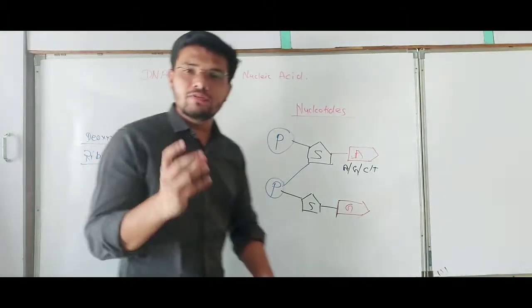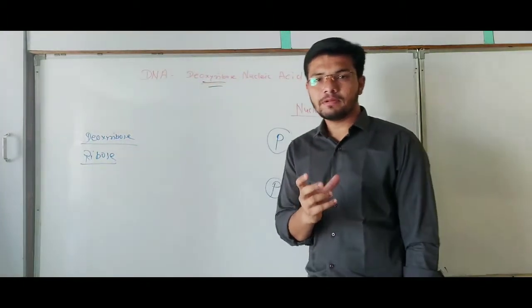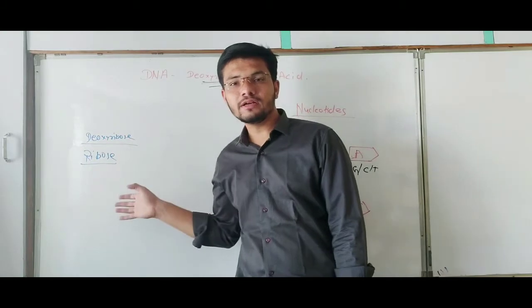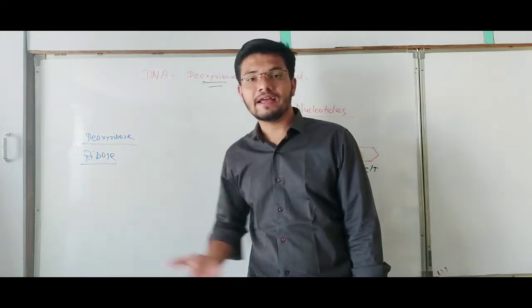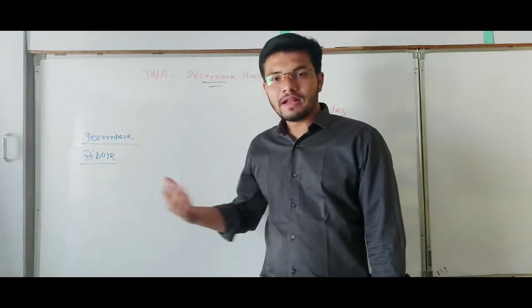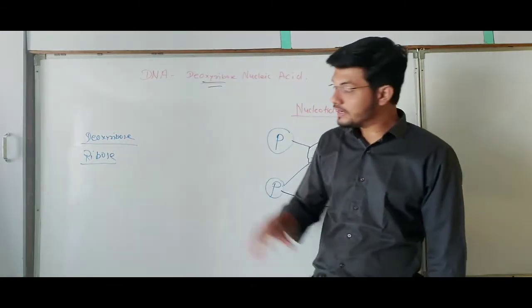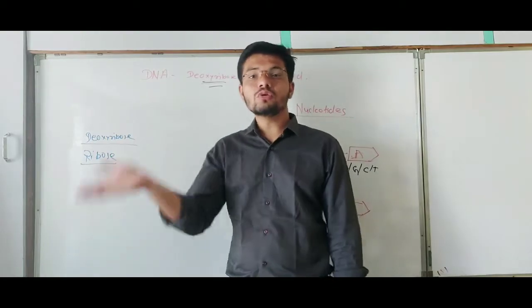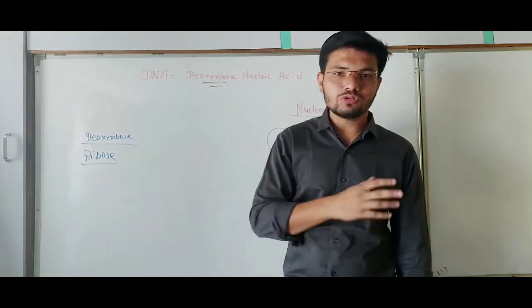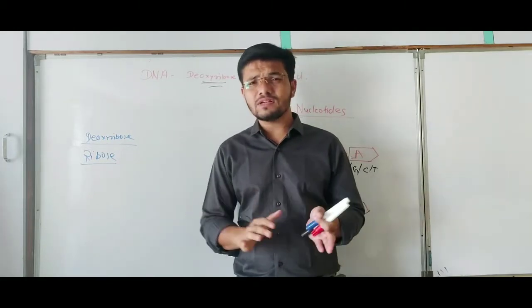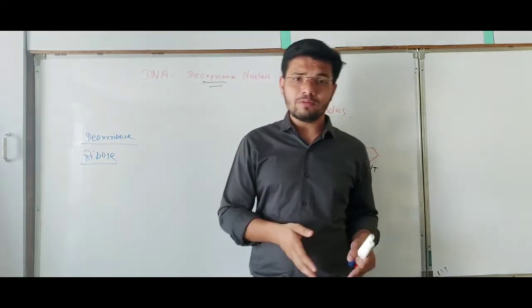A very simple and basic difference between DNA and RNA is the sugar from which they are made. Ribonucleic acid has ribose sugar present in RNA, and deoxyribonucleic acid has deoxyribose sugar present inside the DNA. So what is the difference between deoxyribose sugar and ribose sugar?